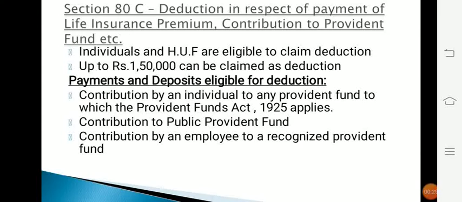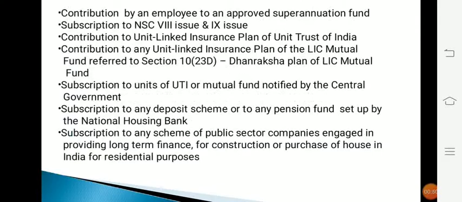Regarding payments and deposits eligible for deduction, number 1. Contribution by an individual to any provident fund to which the Provident Funds Act 1925 applies. Contribution to public provident fund. Contribution by an employee to a recognized provident fund. Contribution by an employee to an approved superannuation fund.